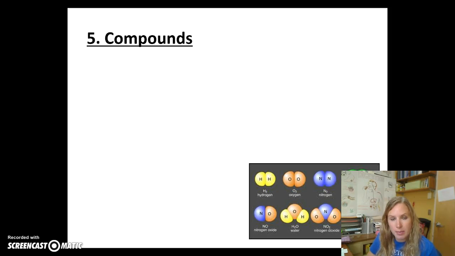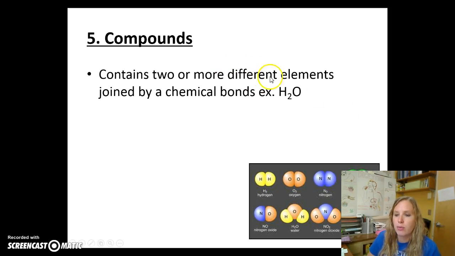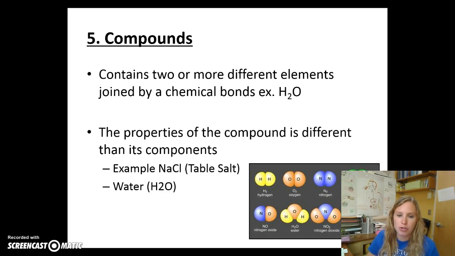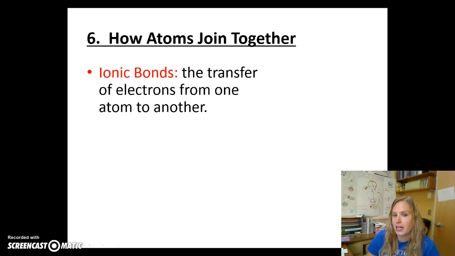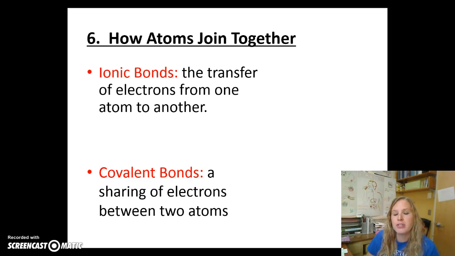So when elements bond together, we get this thing called compounds. Compounds have 2 or more different elements joined by some sort of chemical bond. Remember, I was going to talk to you about chemical bonds. It's coming up. So a really good example of a compound is water, H2O. We're going to use water in a few days to do a water lab. We're also going to use table salt, NaCl, within that lab. So how do they join together? Well, they use bonds. And there are 2 different main types of bonds. Ionic bonds, which means I give my electron away, or covalent bonds, meaning we share the electron between us.